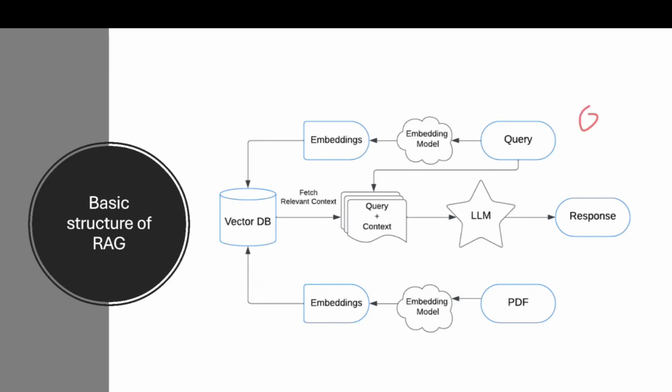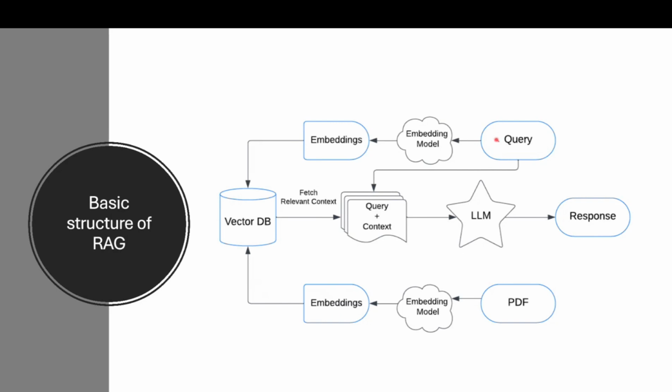I am a user and I want to ask some question regarding this PDF. Okay, so what I will do, I will write a query and ask the model. But this is the simplest thing what the user will see. But what is happening in the backend?